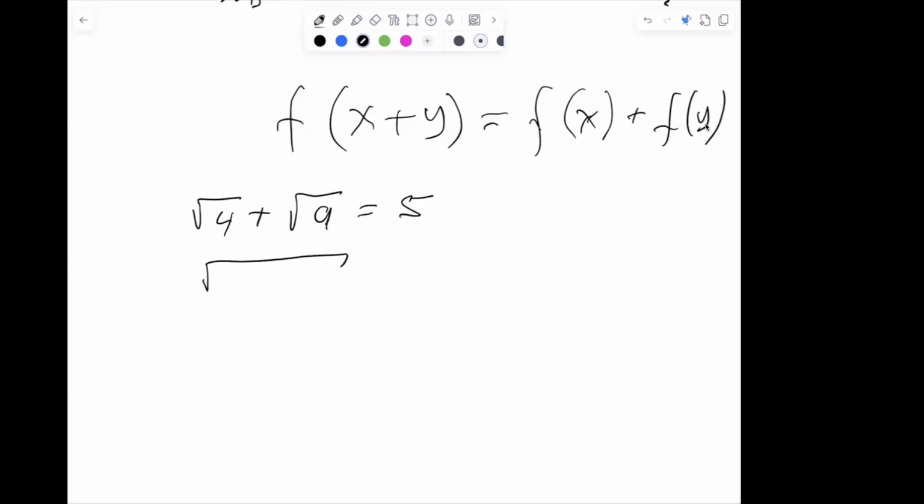But square root of 4 plus 9 is the square root of 13. That's not 5. So some operations are linear, some operations are not linear.